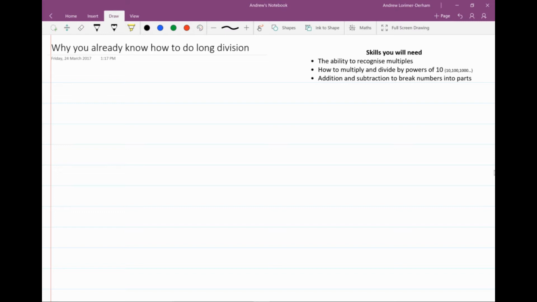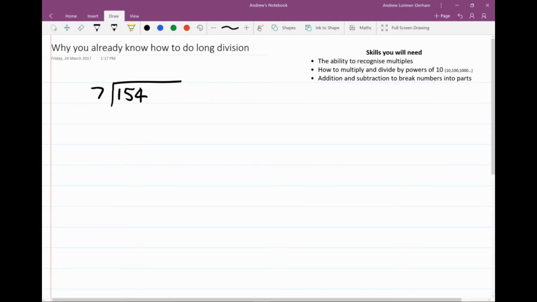Today I'm going to show you why you already know how to do long division. The skills you'll need for this session are the ability to recognize multiples, know how to multiply and divide by powers of 10, which means 10, 100, 1,000, etc., and how to add and subtract to break numbers into parts.